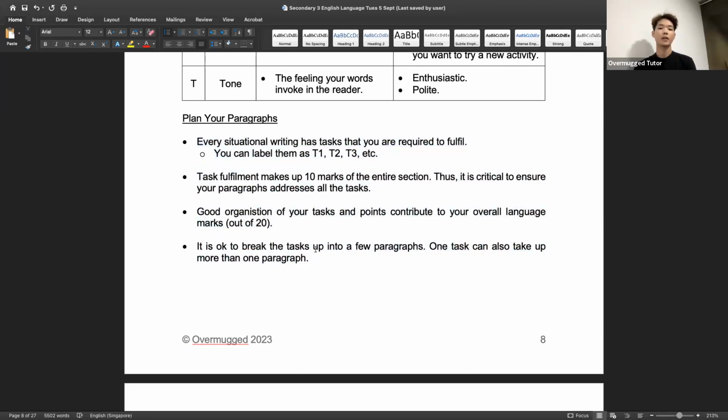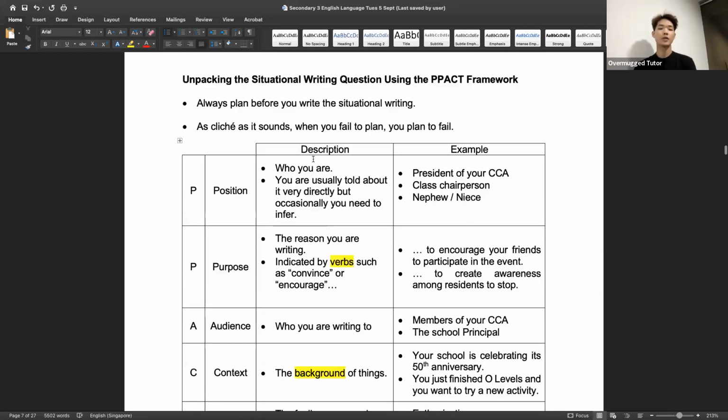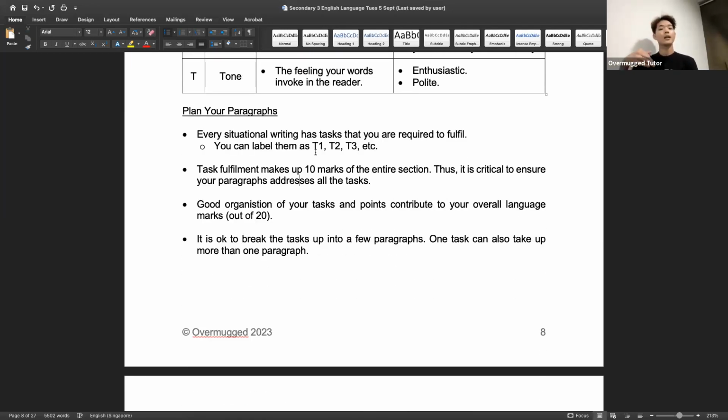If you fail to plan, you plan to fail. So go and plan. You can label them T1, T2, T3, just to organize them. You can have T2 in two separate paragraphs. It is fine. You don't have to have just one paragraph for T2, one paragraph for T3. Sometimes they can be T2 plus T3 in one paragraph and then repeat the same thing for another point. Okay. It's important because task fulfillment gives you 10 marks. And if you organize your points very well, such that they flow very coherently, then your overall language marks will be higher because that is part of language organization.